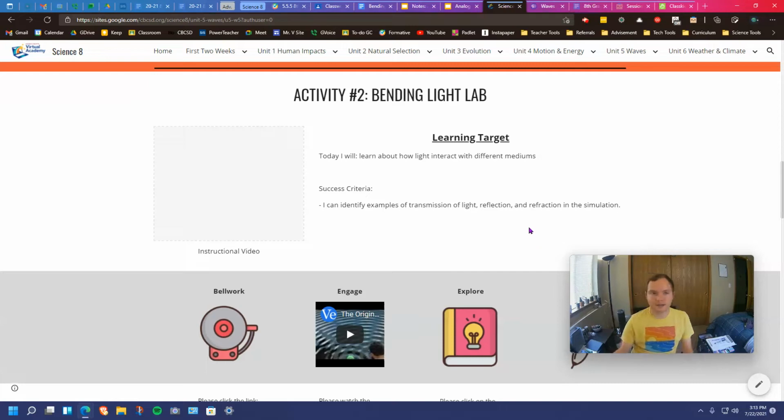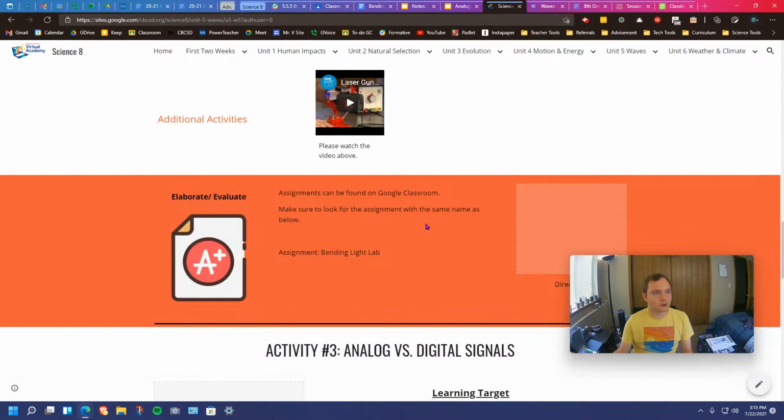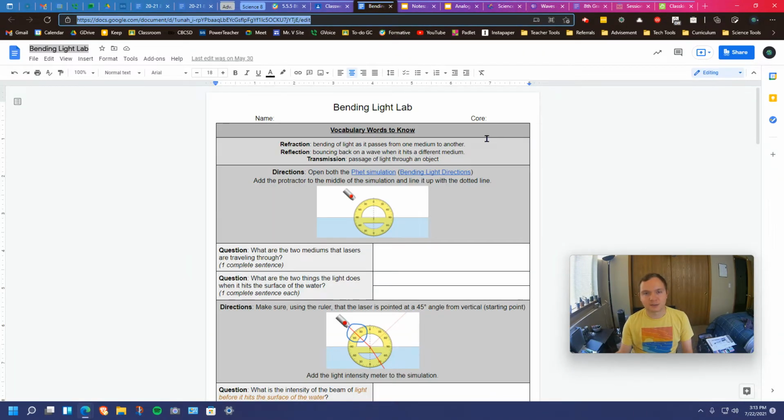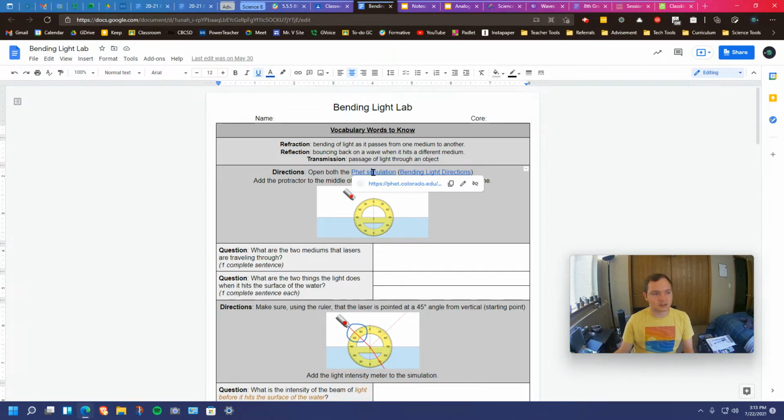Hello, 8th grade science. These are the directions to the Bending Light Lab. You're going to find that assignment on Google Classroom. It's a Google Doc, and it's set up similarly to when we did those PhET simulations for Unit 4, motion and energy, because this is also a PhET simulation. You're going to need the simulation open, and then also these directions.